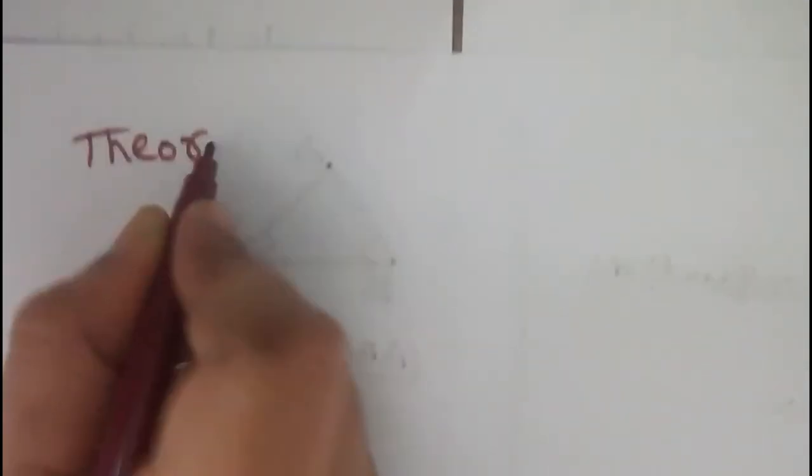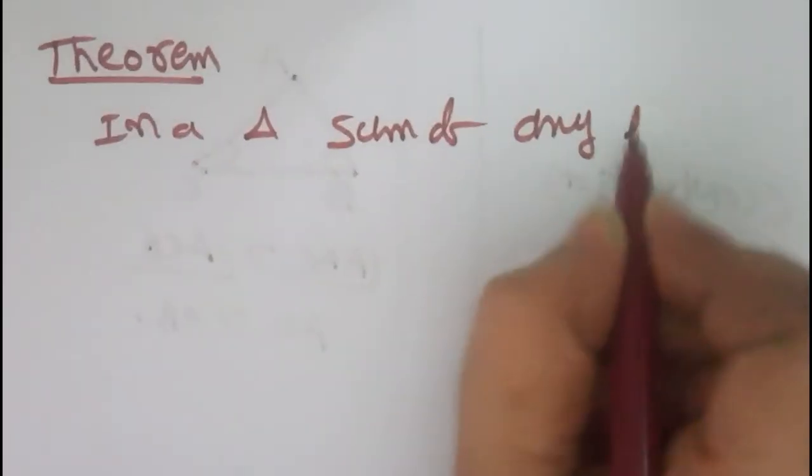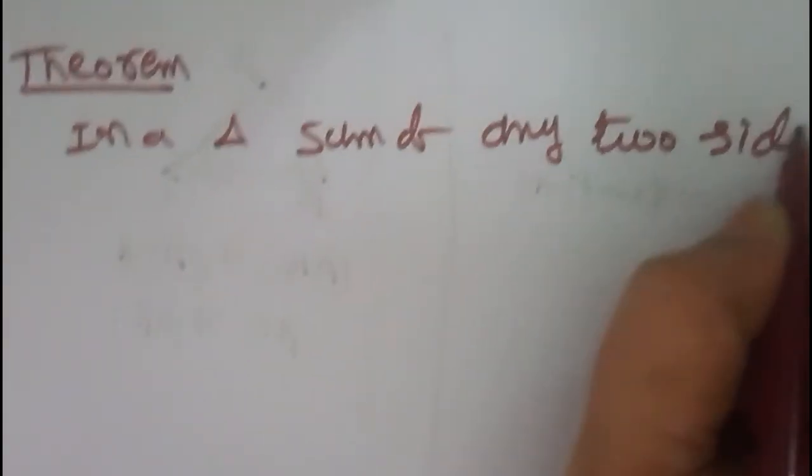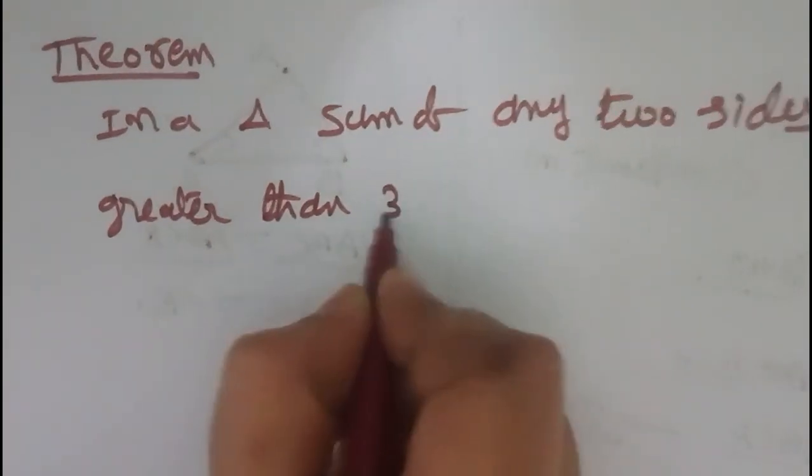Next theorem. Next, one more inequality. In a triangle, the sum of any two sides of a triangle is greater than the third side.